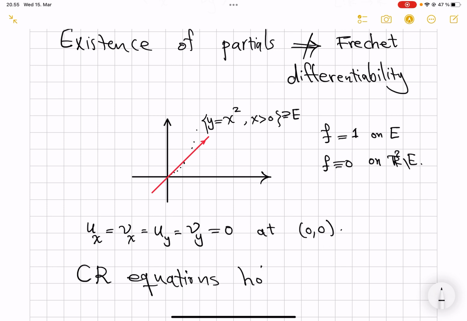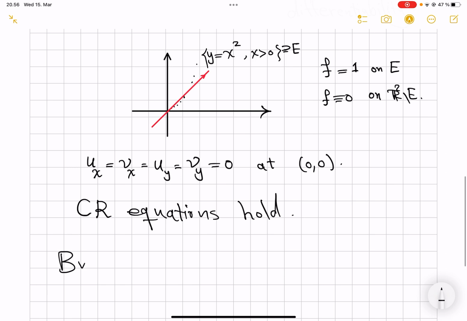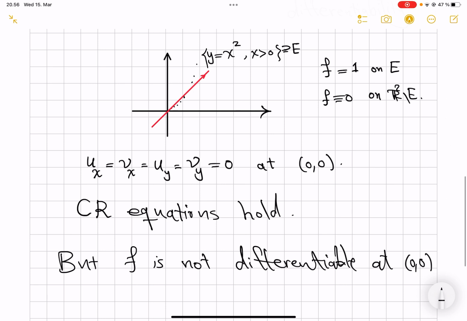Yet, f is not differentiable, neither in the sense of Frechet nor complex differentiable, because both of those differentiabilities imply that the function is continuous. This function is not even continuous to begin with. But f is not differentiable in either sense at 0, 0.